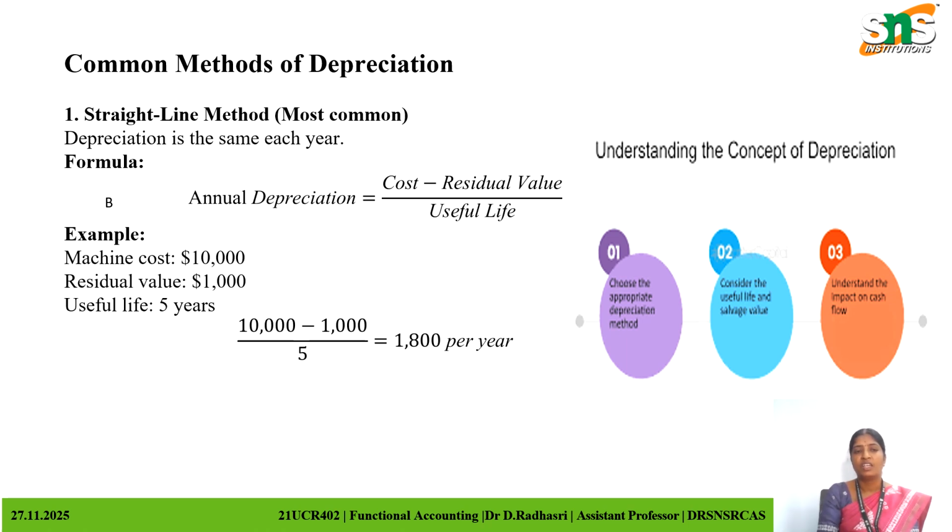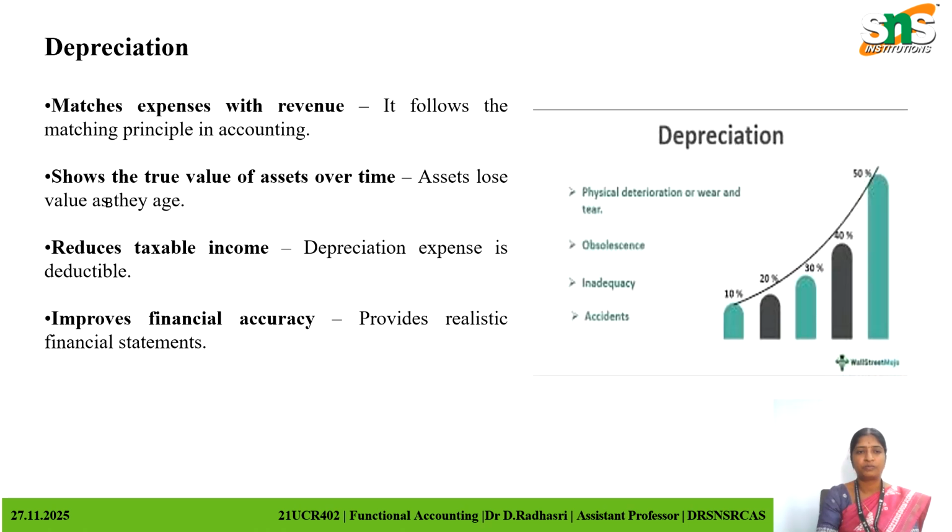Straight means the same charge goes straight across all the years. For example, if the useful lifetime is 5 years, the value decreases by the same amount each year, so it is a straight line method. The depreciation percentage does not change in the straight line method. That way, depreciation matches the expense with the revenues.